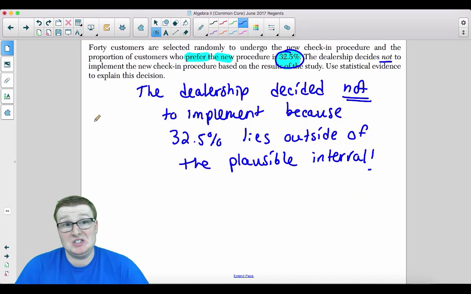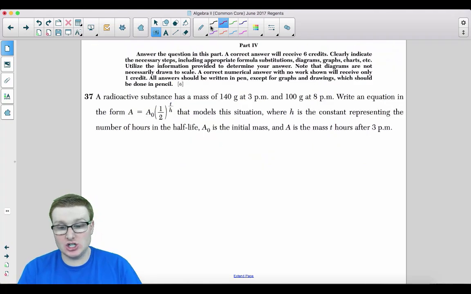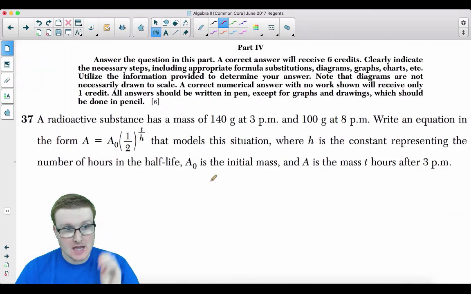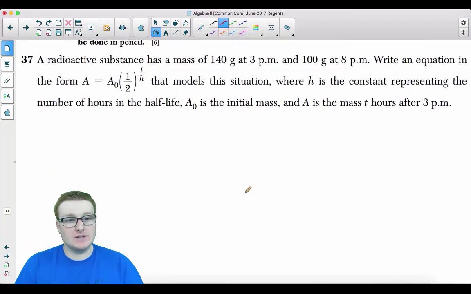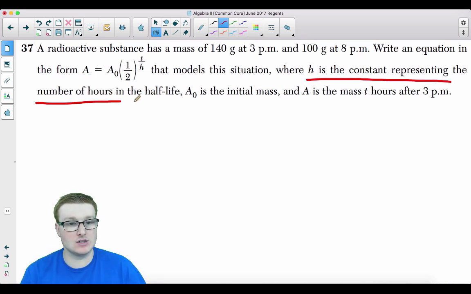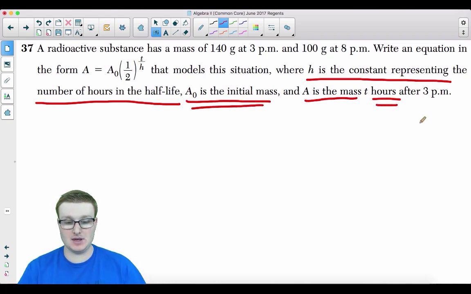And that's it. Moving on to the last question of this exam. It is a log question. Here we go. A radioactive substance has a mass of 140 grams at 3 p.m. and 100 grams at 8 p.m. Write an equation in the form A equals A sub 0 times 1/2 raised to the T over H that models the situation, where H is a constant representing the number of hours in the half-life, A sub 0 is the initial mass, and capital A is the mass T hours after 3 p.m.